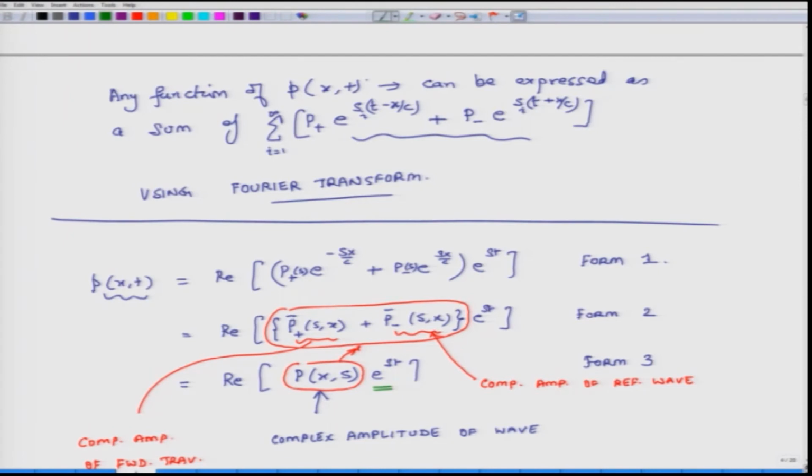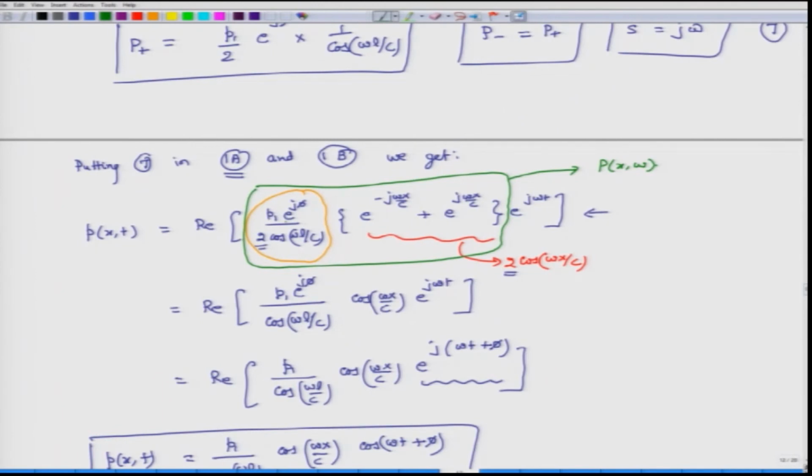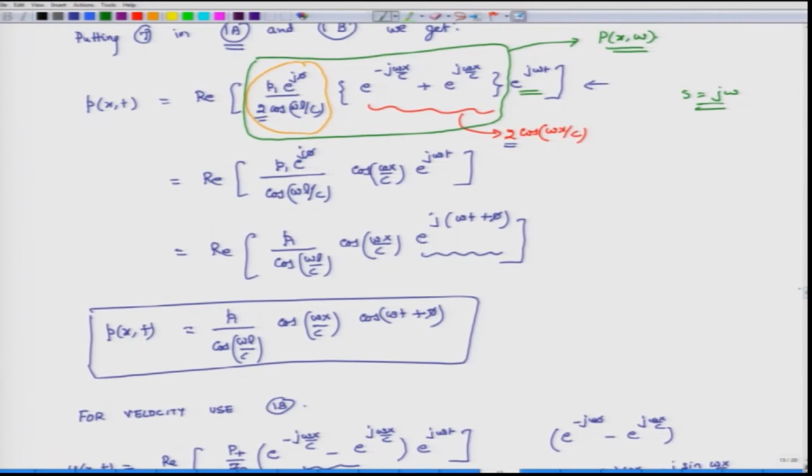So, now we go back to this expression. Here it is: the real part of some complicated expression multiplied by e to the power of j omega t, and we know that s is equal to j omega in our case. If I remove e to the power of st from here, whatever I am left with is the complex pressure amplitude, which is p x omega. So p x omega is this thing, the same as this, of course, if this is the real portion of it.